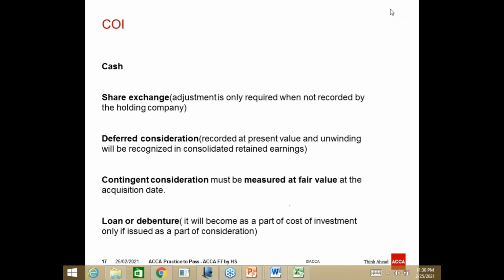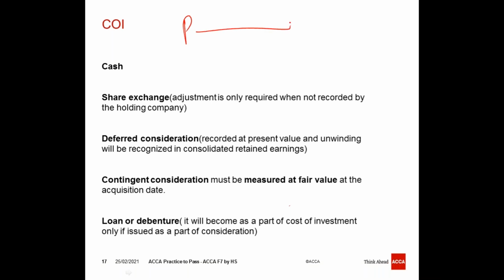The cost of the investment means the payment that the parent company made to acquire the shares of the subsidiary company. So it is actually the payment that the parent company made to acquire the shares in the subsidiary company. These are the payments. So the payment could be partly in cash, in shares, in deferred consideration, contingent, or it could be in the form of a loan.